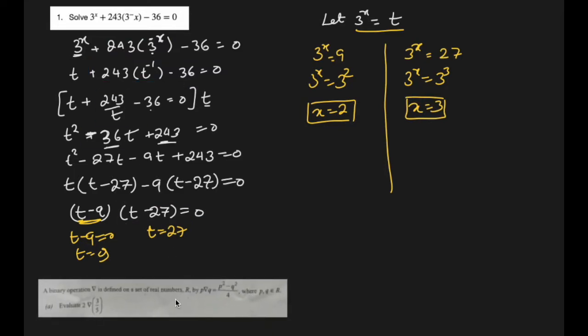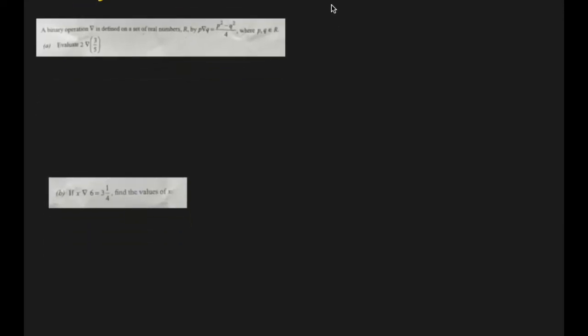Let's go to question number 2. A binary operation, inverted delta, is defined by this, where p and q are real numbers. Evaluate 2 delta 3/5. So we will just use this one. It will be 2 square minus 3/5 square over 4. So what will that be?